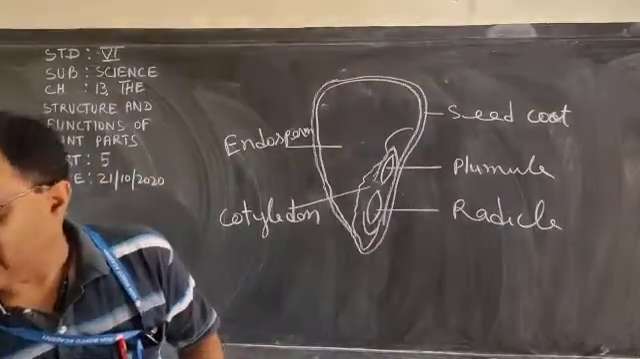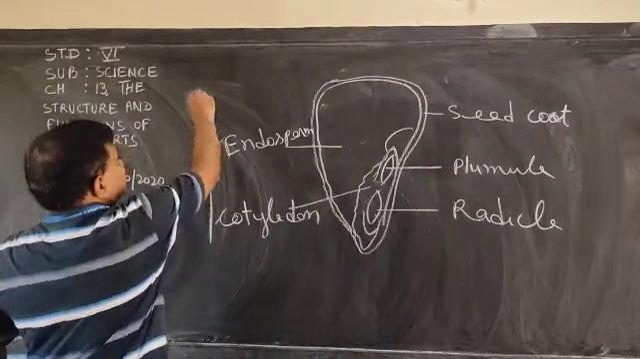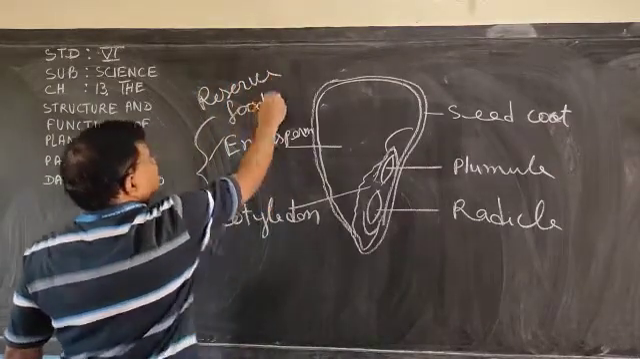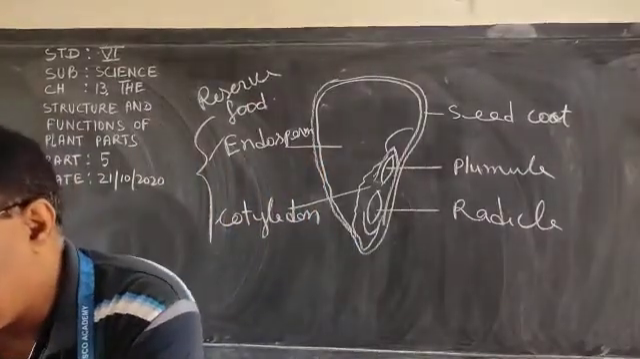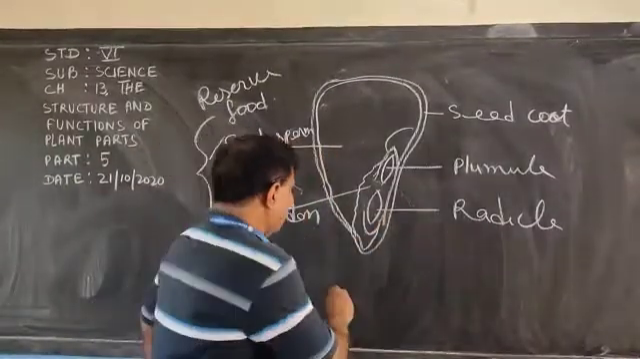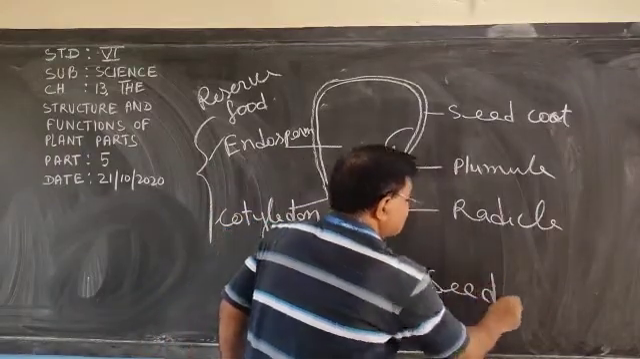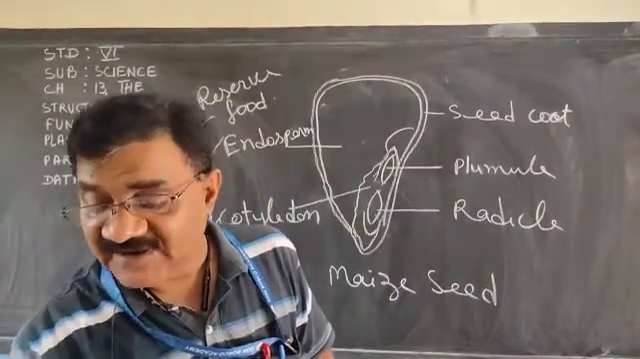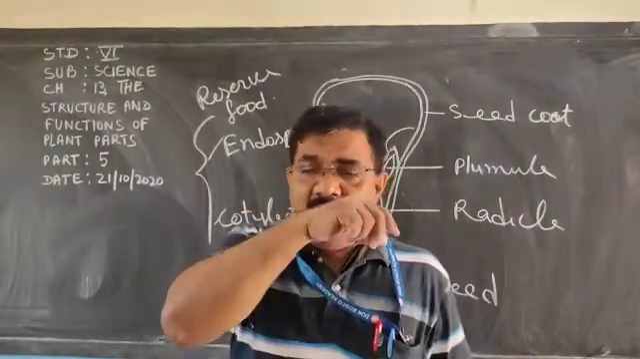Listen, this endosperm and cotyledon both have reserve food for the baby plant. Okay, so that part is clear, and it is the structure of a seed. And we have also discussed a little bit about the dispersal of seed. Dispersal means what?